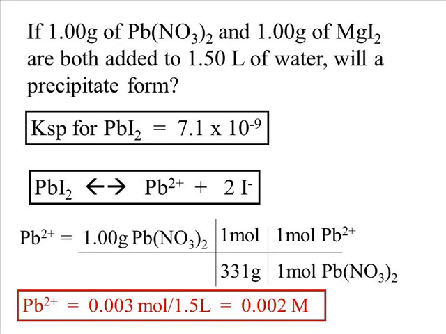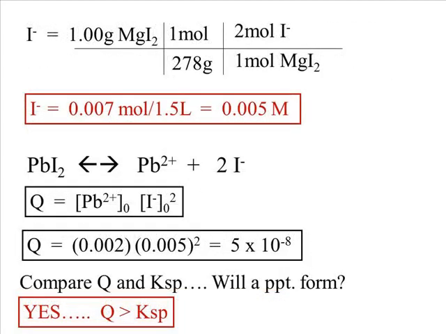Going through this problem, again, the lead ion's concentration, the iodide ion's concentration, put them into the expression, and yes, you will get a precipitate. So these problems are tedious, but they're really pretty straightforward. Get the molarity of each ion and put it into the expression.